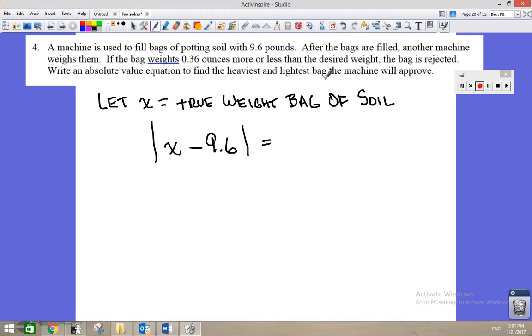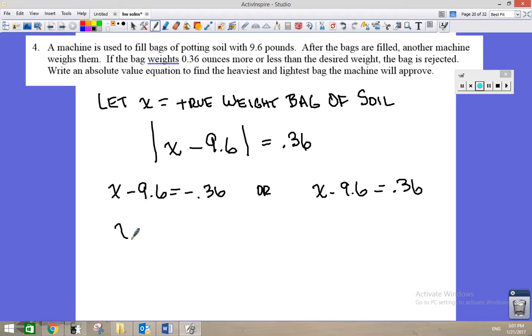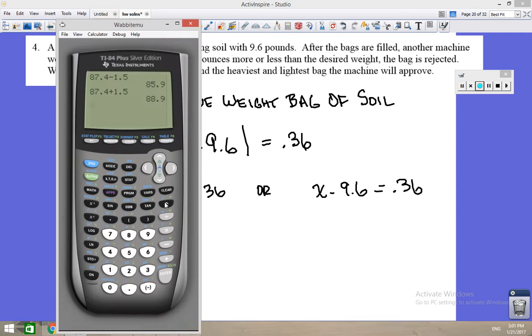But anyway, here the same thing. We're going to say that it's exactly 0.36 ounces off of this target weight, this true weight. So let's solve this inequality to get our min and max. X minus 9.6 is equal to negative 0.36, or x minus 9.6 is equal to positive 0.36. So let's use a calculator so I don't make a silly mistake.